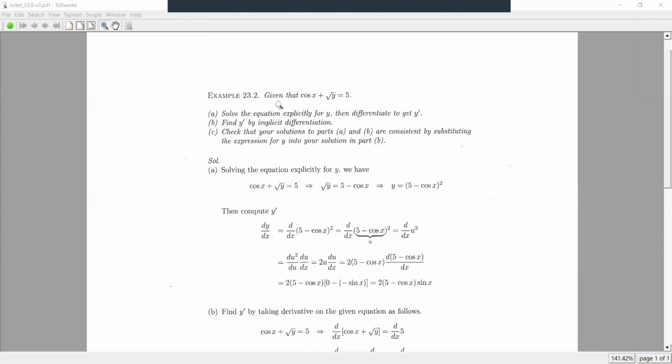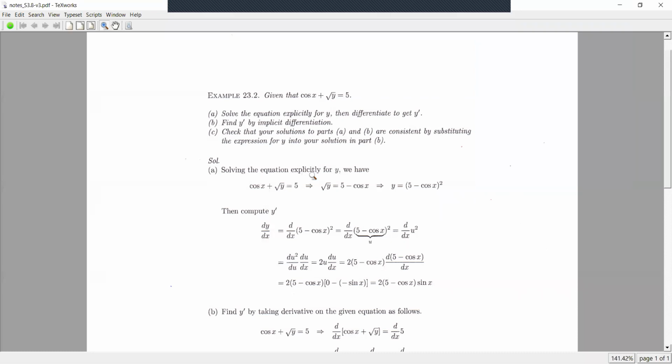Example 2. Consider this equation. In this equation, x is an independent variable. Y is a variable that depends on x. When something depends on x, we say that thing is a function of x. So y is a function of x. Now, part A. Solve the equation for the function y, then compute the derivative of the function.